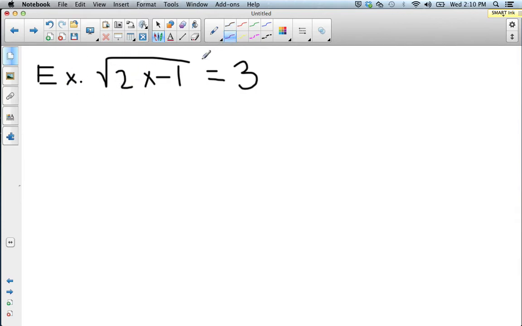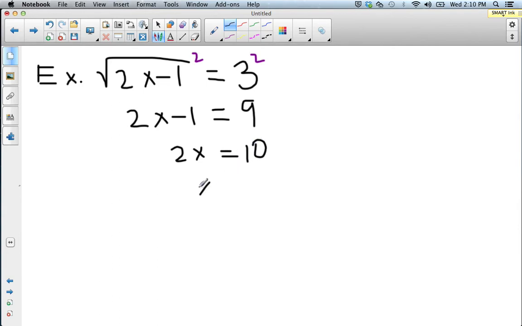So once we have the radical isolated, you want to get rid of it. We want to square. So I'm going to square both sides. The square and the square root are going to cancel each other out, so we get 2x minus 1. And what's 3 squared? 9. Add the 1. We get 2x equals 10. And divide by 2, and we should get x equals 5. Now remember, you always have to check, because oftentimes in these equations you end up with solutions that are extraneous. So over here I'm going to check.